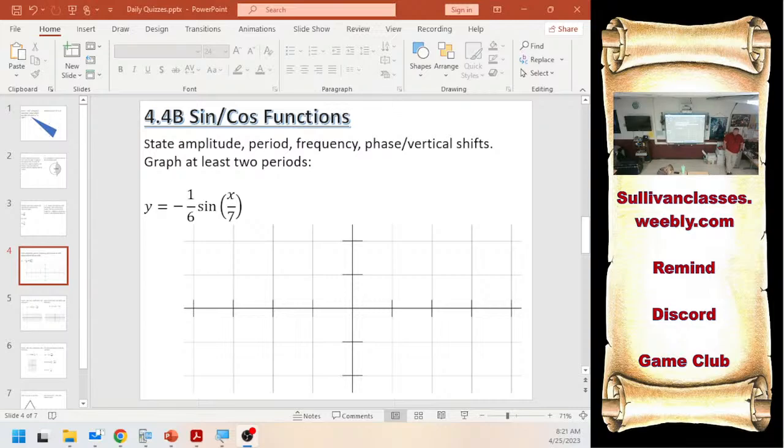So, what we have gotten done in the last couple days is we talked about these trig functions, the basics of them. We messed around with amplitude, reflections, and we started the changes to the period. So, this one's got all three. It's all about where does it start and do the dance.